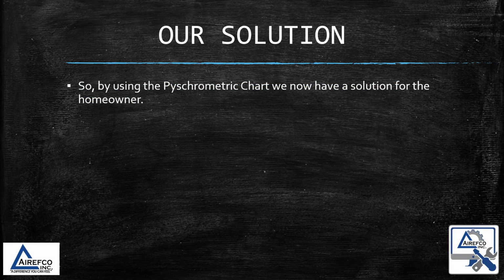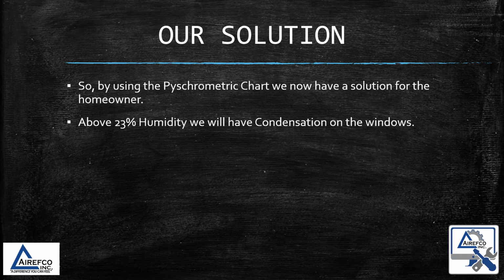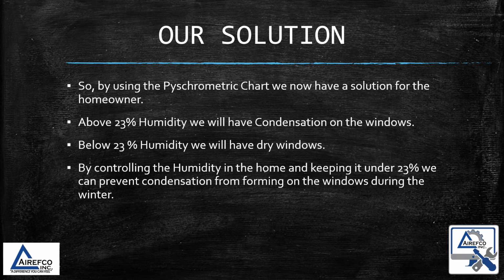So by using our psychrometric chart, we now have a solution for the homeowner. Above 23% humidity, we will have condensation on the windows. Below 23% humidity, we will have dry windows. By controlling the humidity in the home and keeping it under 23%, we can prevent condensation from forming on the windows during the winter.